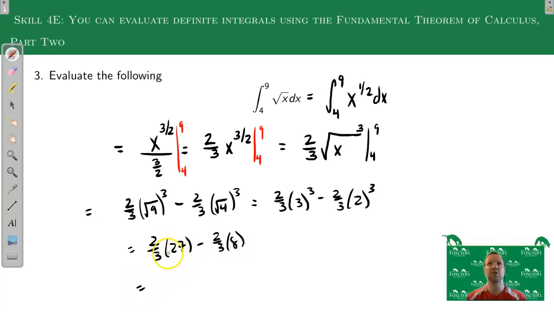Let's see, 27 divided by 3 is 9. 9 times 2 is 18. This is 16 over 3. All right, let's just leave it there. You can combine them or get a decimal answer. 18 minus 16 over 3, get a common denominator. So I'm not going to do it in the video. Save 30 seconds.